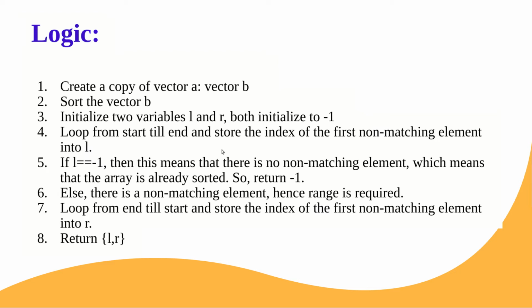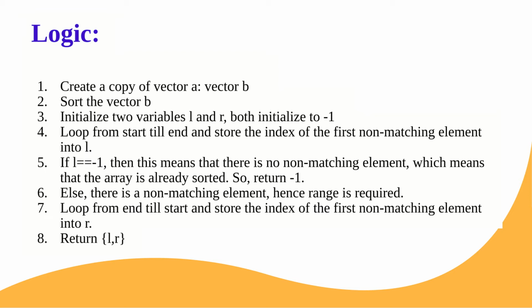Loop from start till end and store the index of the first non-matching element into L. When we start looping from the start and move till the end, whenever we get a first non-matching element, we will put that index into L. Why so? Because suppose we are comparing one array with another sorted array. When we compare both arrays element by element, if we get an element which is not matching, like suppose at index 0, the first array has 1 and the second array has 2, if both are non-matching, we can definitely say that array A has its first non-matching element at that index.